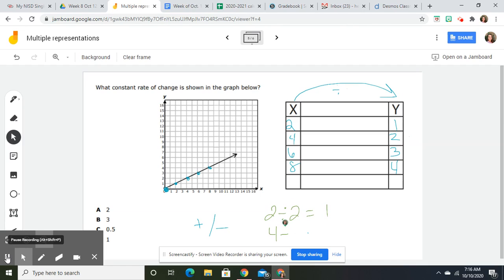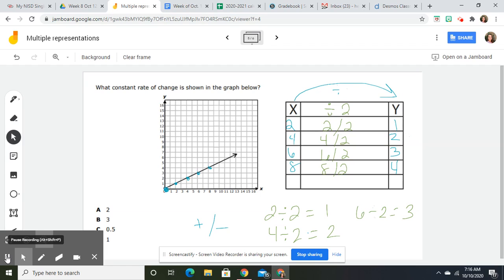What is 4 divided by 2? Well, that gives me 2. So far, so good. 6 divided by 2? Oh, that gives us 3. So the process is we're going to divide by 2. So we have 2 divided by 2, 4 divided by 2, 6 divided by 2, and 8 divided by 2. And those are all true statements.